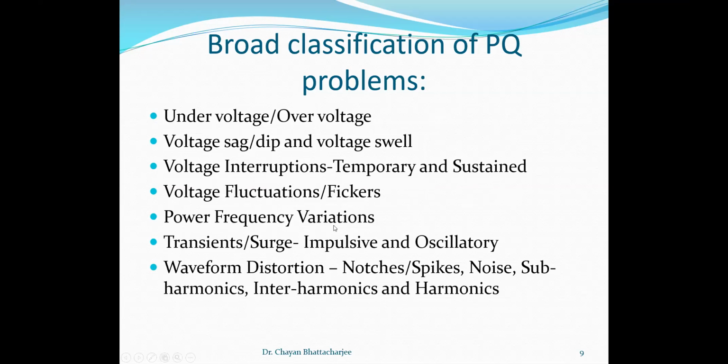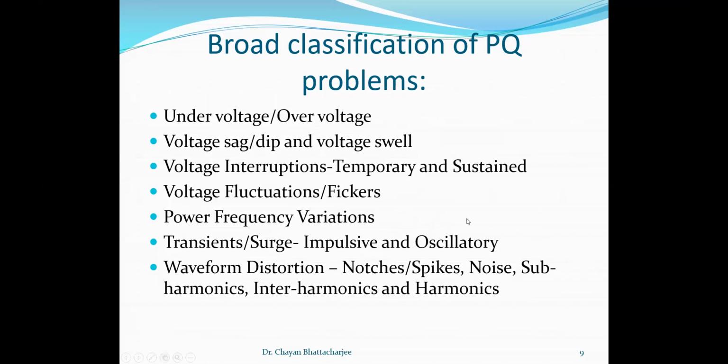The next problem is power frequency variations. As you know, earlier the allowable frequency variation range was 49.5 to 50.5 hertz in the interconnected system, as we are all now connected. The northern, eastern, western, and southern grids are all connected to form the national grid. We are all in a connected system.